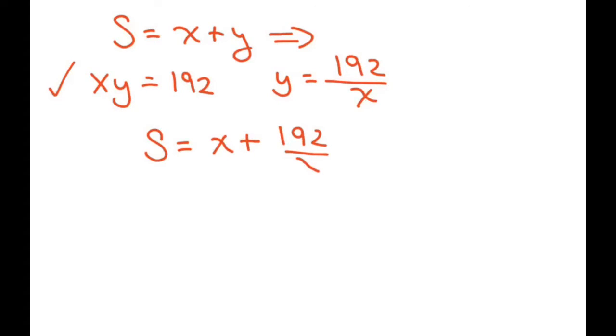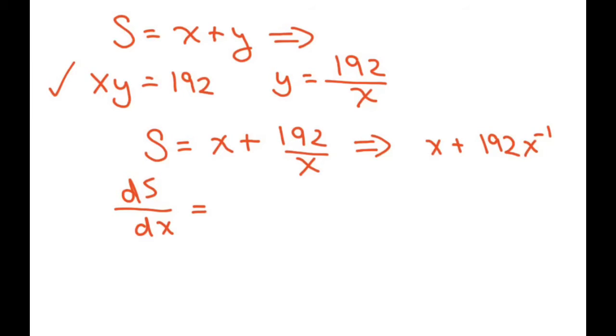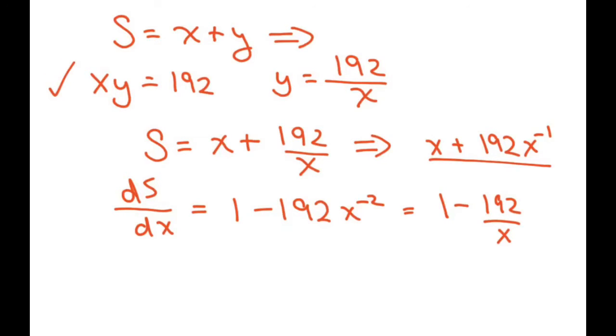192 over x. Now we take the derivative, and you can rewrite this as x plus 192 x to the negative 1. So the derivative of s with respect to x is going to be 1, minus 192 x to the negative 2, which equals 1 minus 192 over x squared.